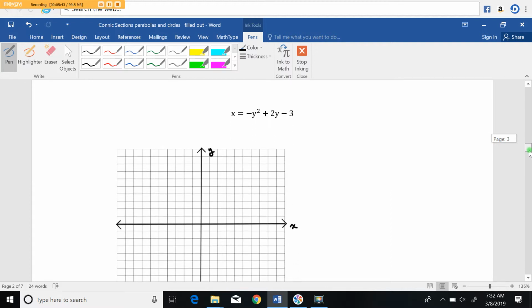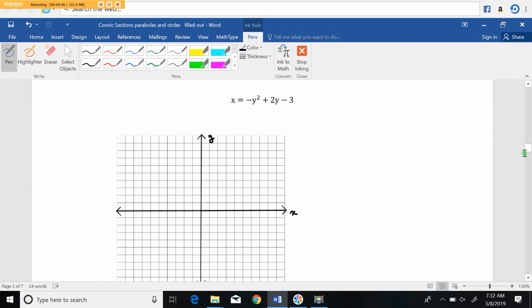Okay, one more. Looks like that one probably opens to the left, right? So it's in the form x equals, so it's going to open horizontally. The a is negative, so it's going to open to the left. First thing we want to do, let's get the y-coordinate of the vertex. Minus b over 2a. So I'm going to write that -2 over twice a, and a is -1, so that's going to be over -1. Oops, I'm sorry, -2 over twice a, which is equal to 1. Nice easy value to work with.